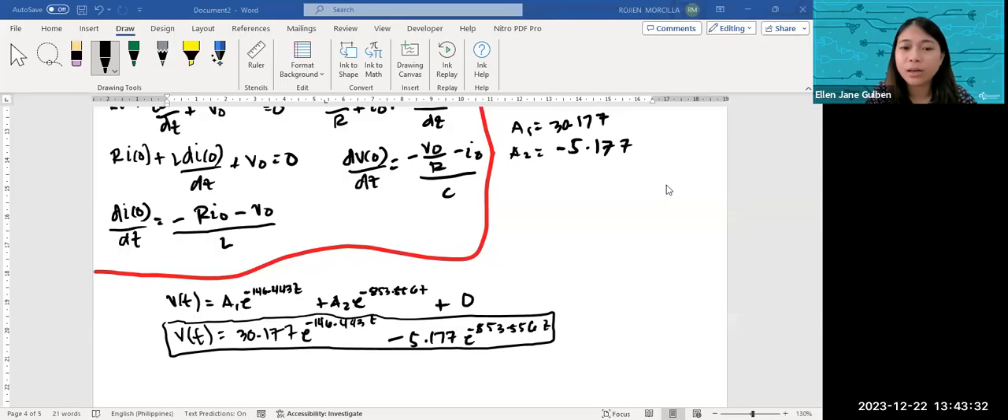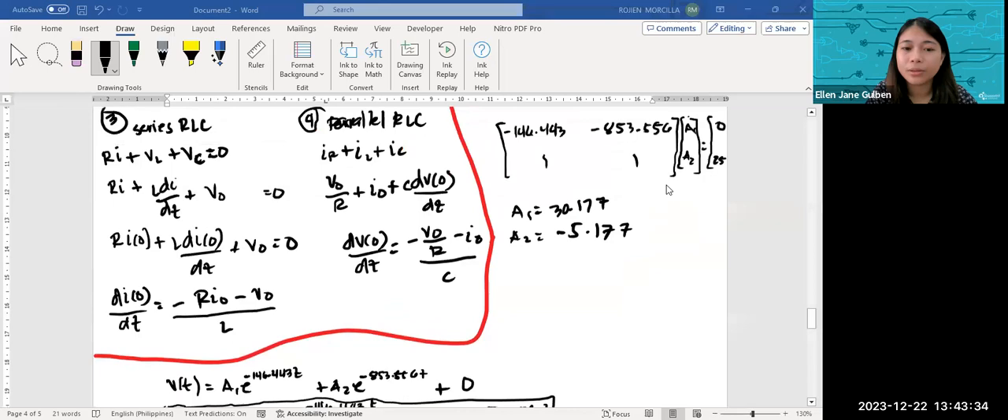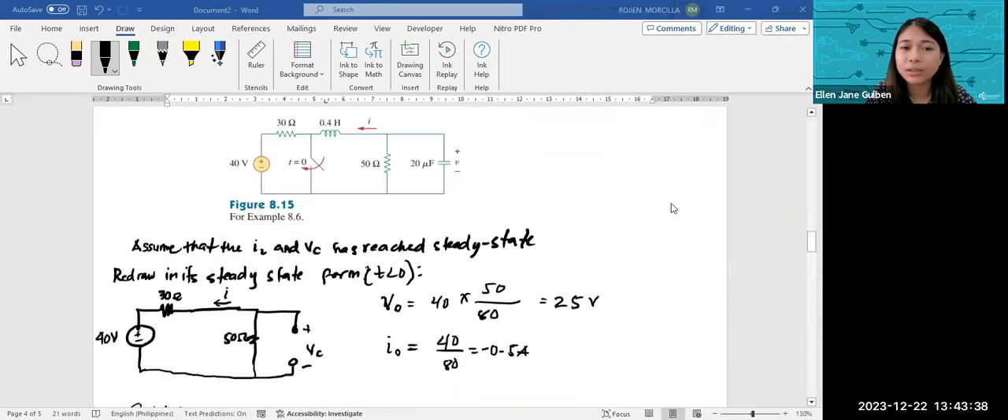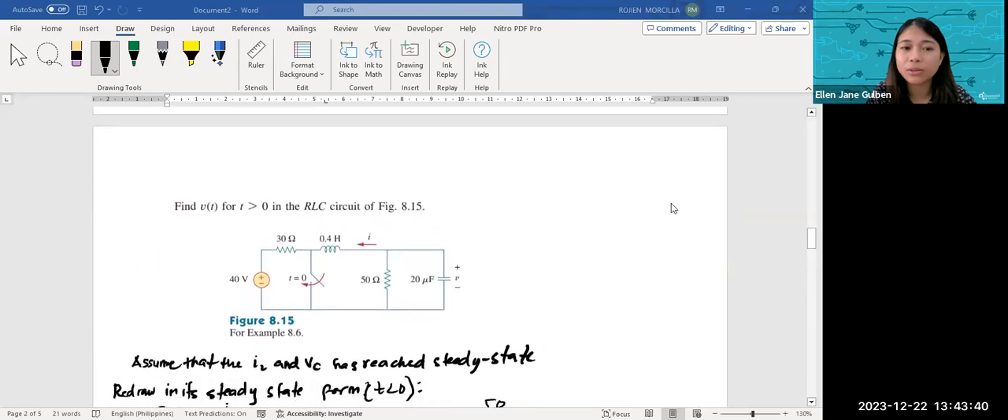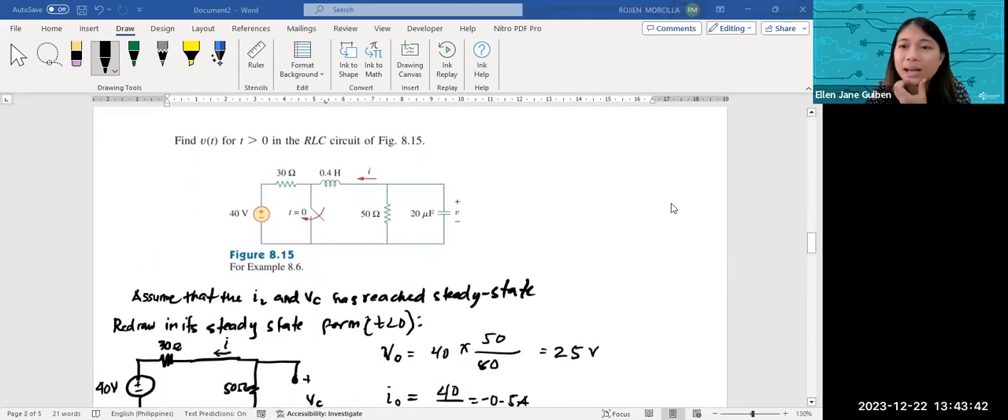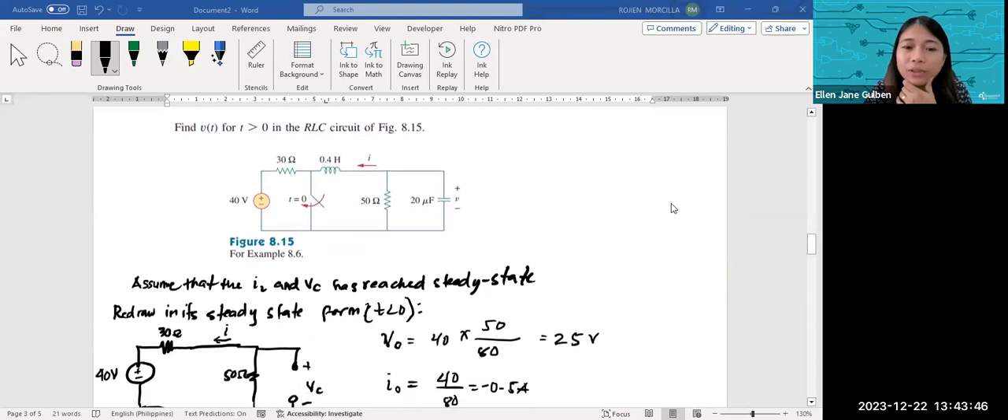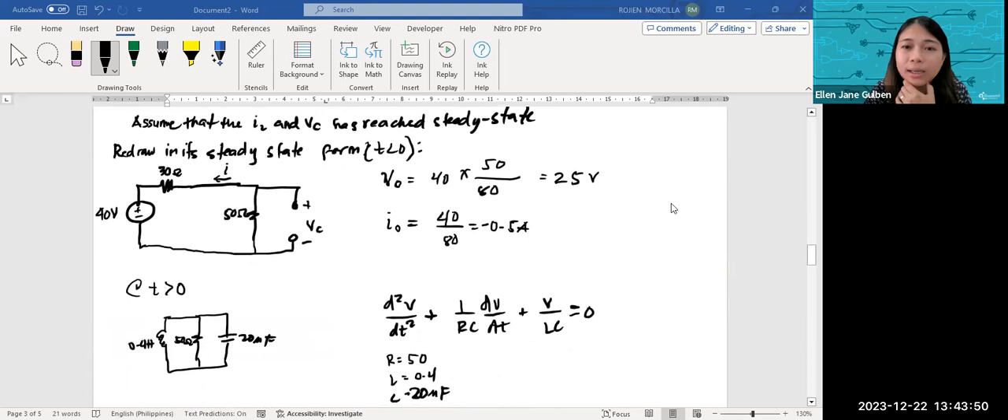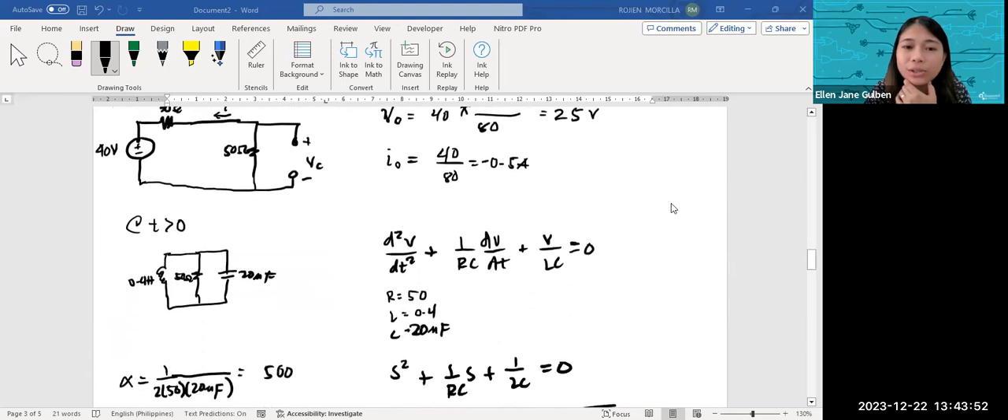Okay, so this is the V of t for t greater than 0. Let's go back to the question. So that is how we solve a second order differential equation with its analysis and the initial conditions.